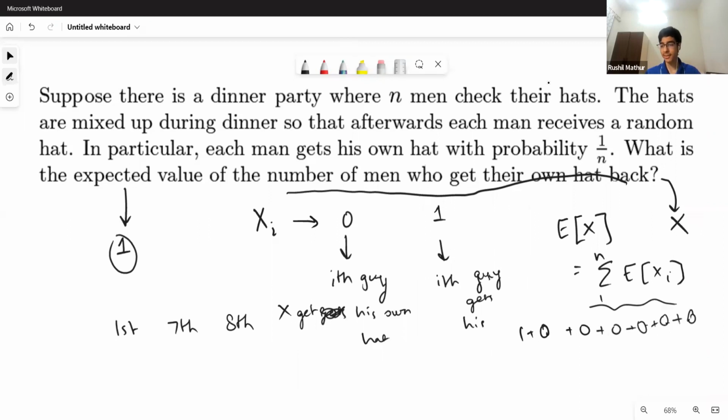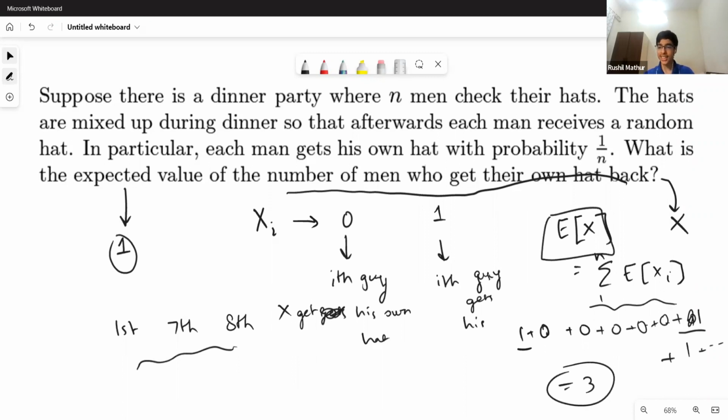Let's write it down. Sixth. Seventh one is 1. Eighth guy is 1. And whatever, people get the point. So this total sum is going to end up being 3 or whatever. And that's actually the number of people who got their hat. So it's representing the right thing.